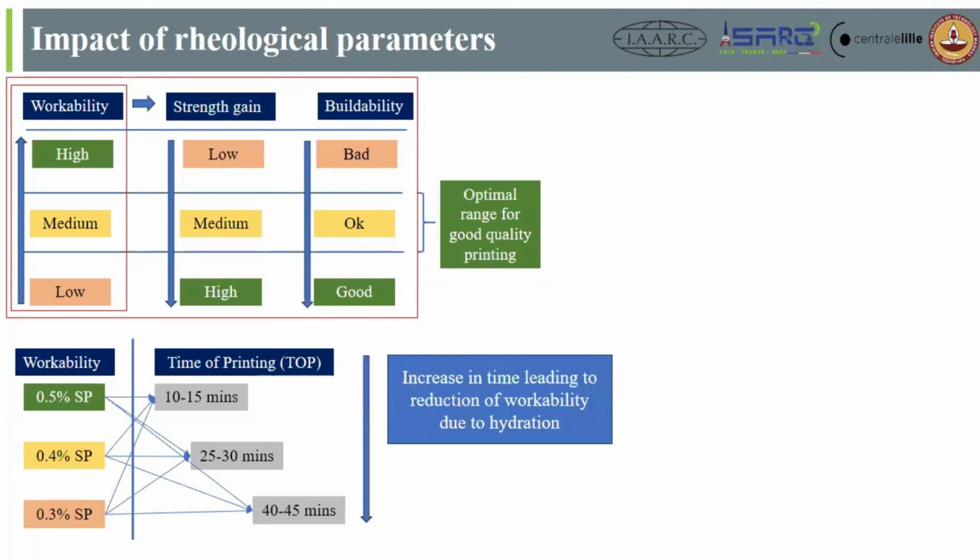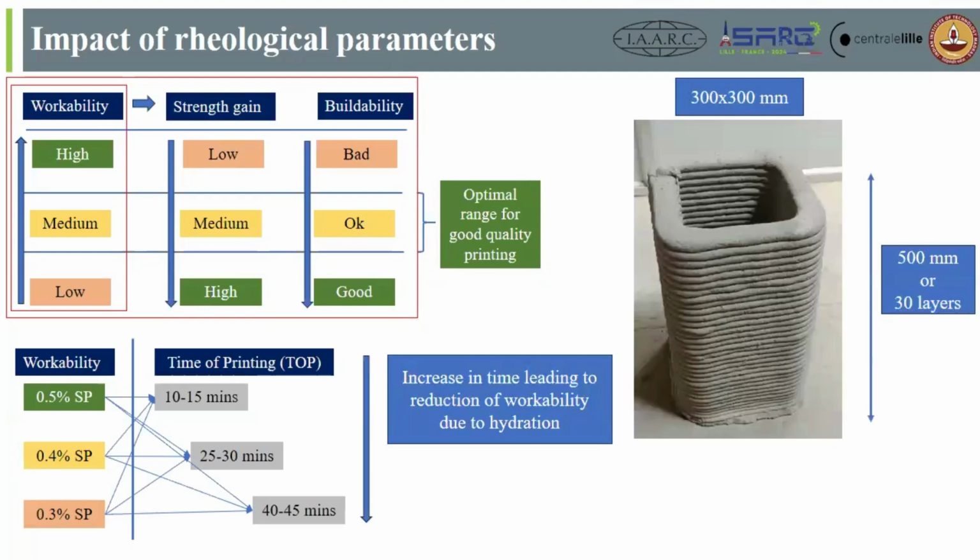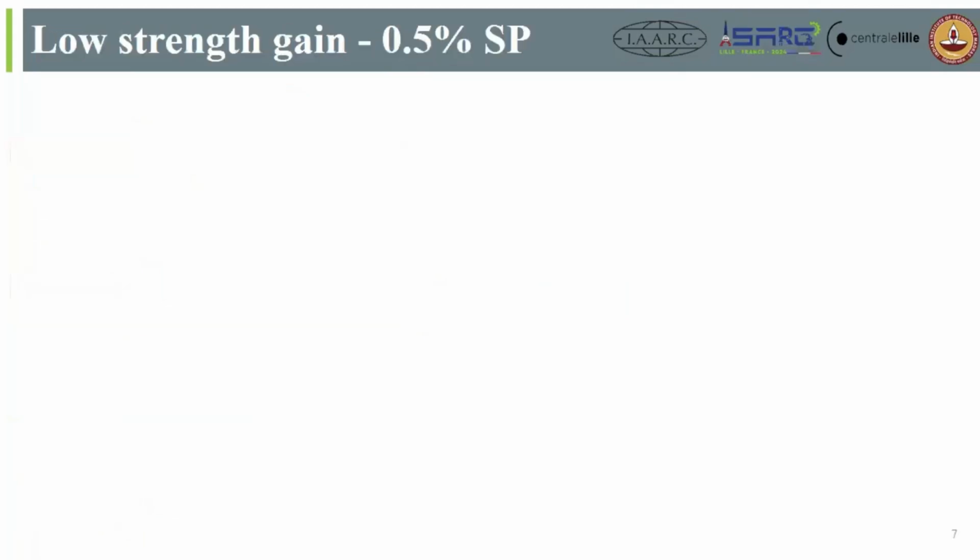For each and every case, I am trying to create 3 different prints. So ultimately around 30 prints I have done. From this, I am trying to get the output. The target I am keeping is I want to print 500 mm height. If I'm able to print 500 mm height of the 3D printed element without it collapsing, it is called good buildability, or if it is failing, I'm calling it a bad buildable element.